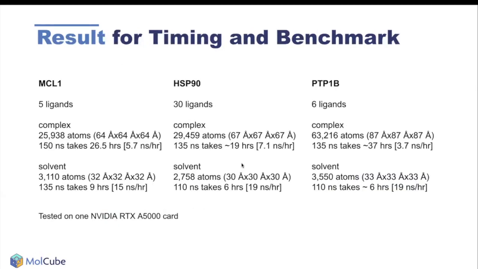According to our benchmark on one RTX A5000 GPU, MSLD simulation for this PDP-1B system takes about 37 hours for the complex system and 6 hours for the solvent system. We can finish one MSLD run in 2 days on one GPU card. To obtain a more reliable result, we can repeat the MSLD run for 3 to 4 times.